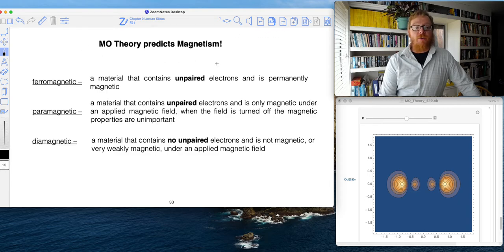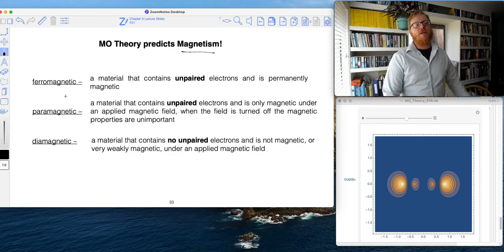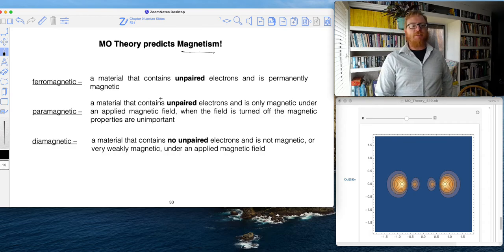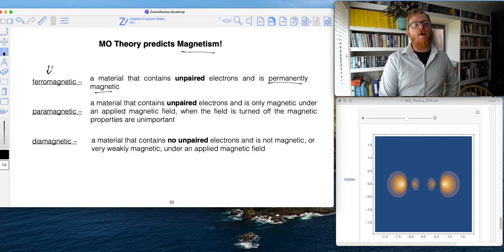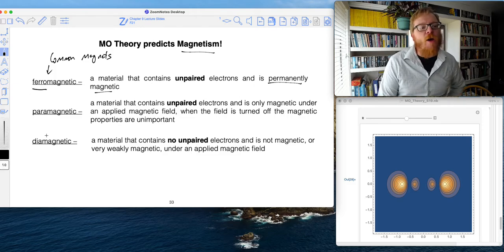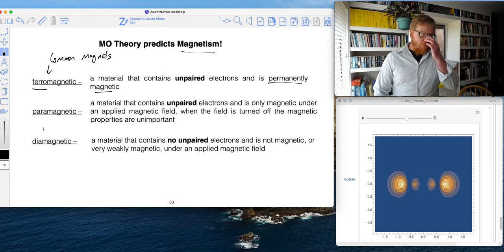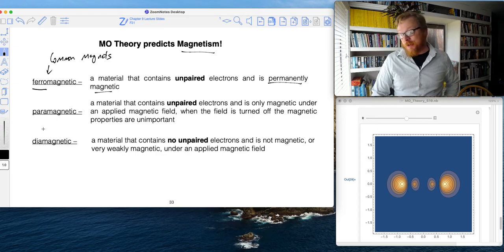So MO theory can actually predict some pretty cool physical properties, such as magnetism. So we'll go through a couple of these definitions. We have ferromagnetic. This is a material that contains unpaired electrons and is permanently magnetic. This is what our common magnets are made out of. And by ferro, that's an older term used for iron.